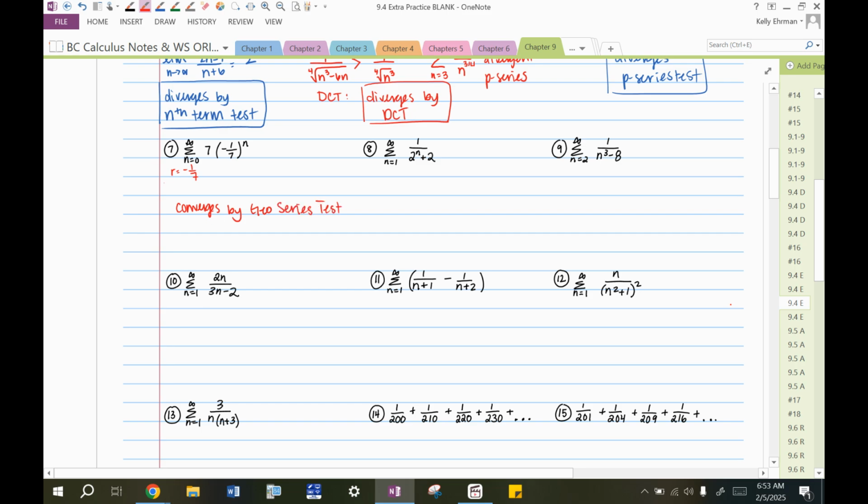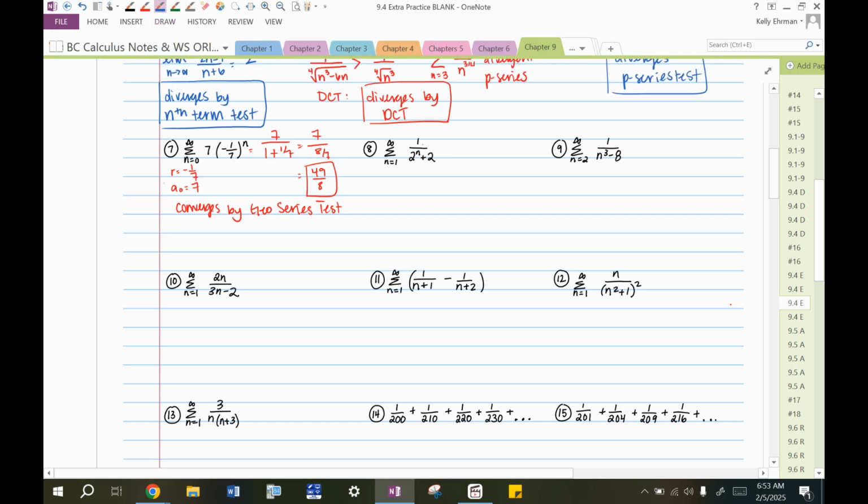The question didn't ask what does it converge to, but we could do that pretty quickly. It's a sub 0, which is 7 times 1, so 7. So it's 7 over 1 plus, because it's minus negative, 1/7. That's 7 over 8/7, and that's 49 over 8. So not only do I know it converges, I know what it converges to if it's geometric.